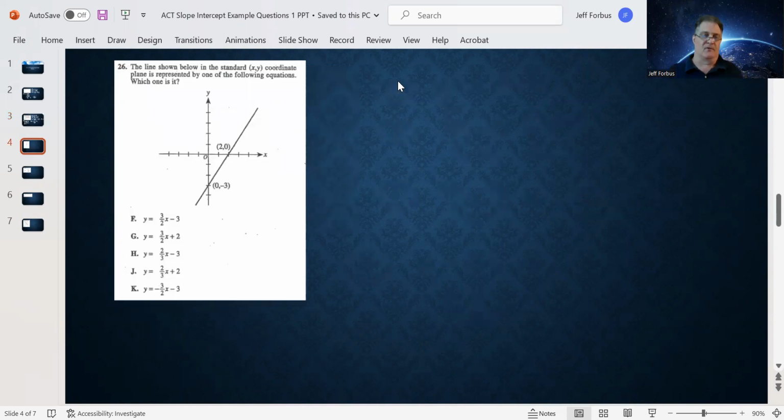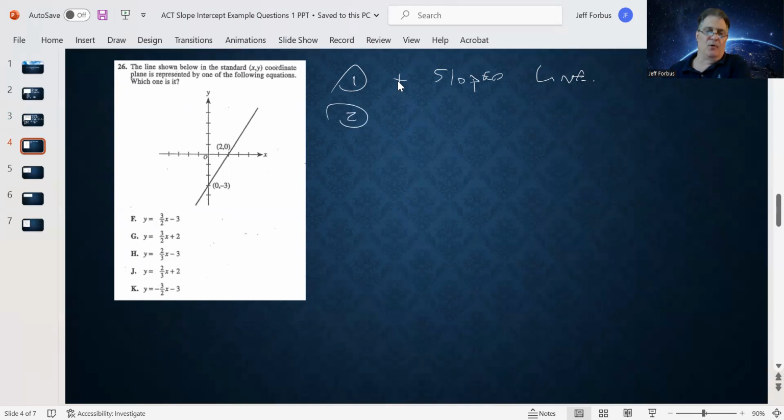Okay, so now they set it up with a graph. This is really your friend, because a graph will help you get there real quick. The line shown below is represented by one of the following equations. Which one is it? Well, this is real easy. We have a positive sloped line. So that rules out K immediately.